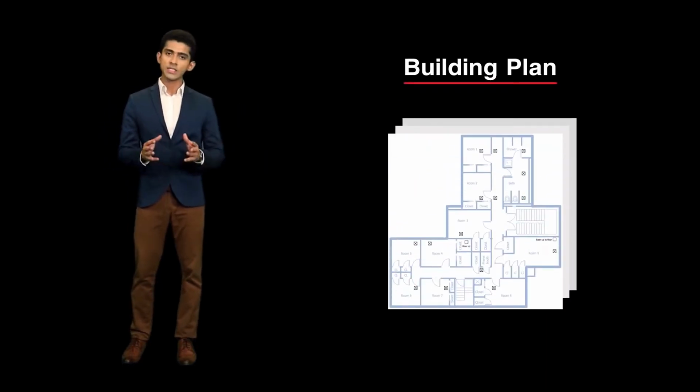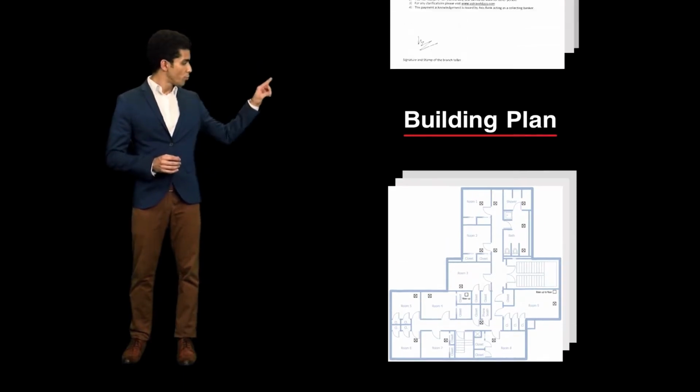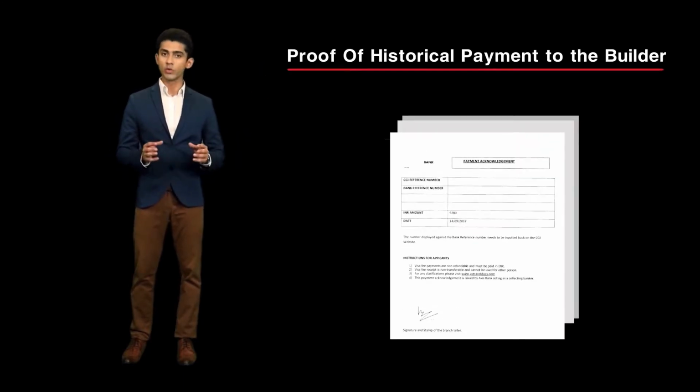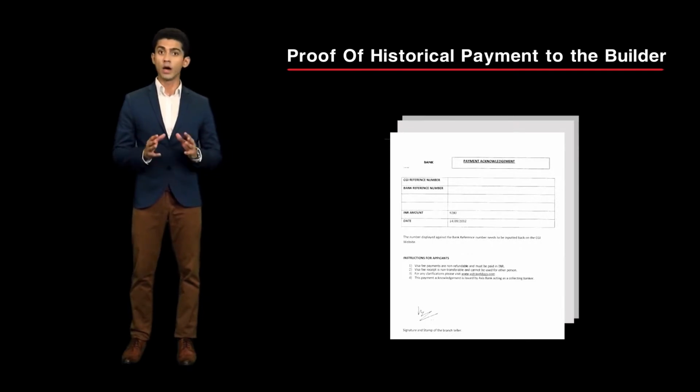Building plan, sanctioned by the statutory authority to ascertain that the actual construction is as per the rules and regulations. Proof of historical payment made to the builder in case you're buying an under construction apartment from a third party.